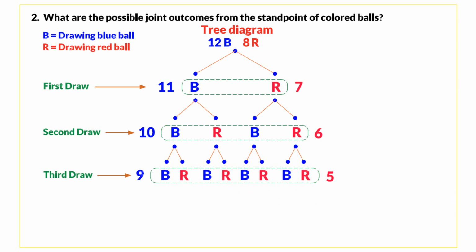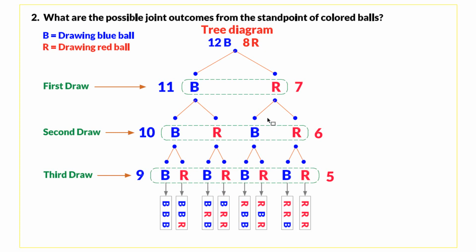And now we can get all the possible joint outcomes by following each path. So in this path here we have blue, red and blue, and in this path here we have red, blue and red, and so on. So we have 8 possible joint outcomes.